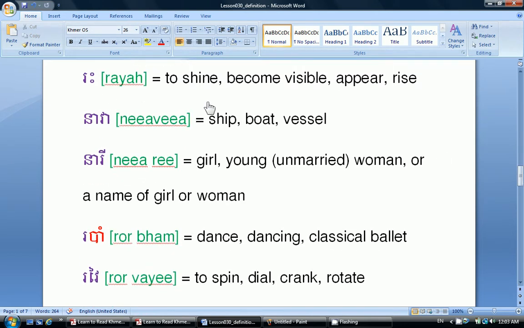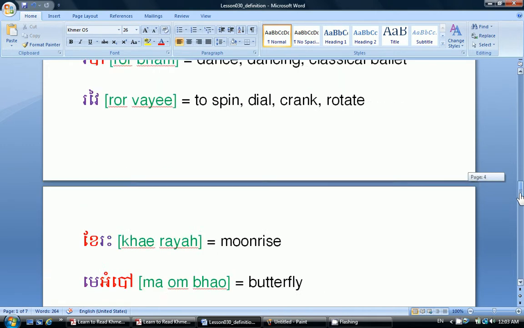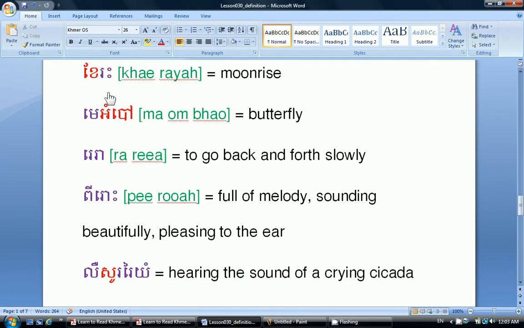Re means to shine, become visible, appear, or rise. Nevia means ship, boat, or vessel. Neri means girl, young unmarried woman, or a name of a girl or woman. Robam means dance, dancing, classical ballet. Rovei means to spin, dial, crank, or rotate. Kaire means moonrise. Meambau means butterfly. Reiria means to go back and forth slowly. Biro means full of melody, sounding beautifully or pleasing to the ear.